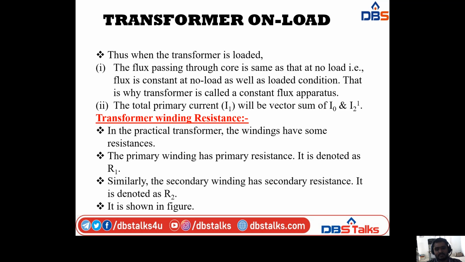And the total primary current I1 will be the vector sum of I0 and I2 dash. In the previous diagram you have already seen that. The total primary current I1 is equal to I0 plus I2 dash.